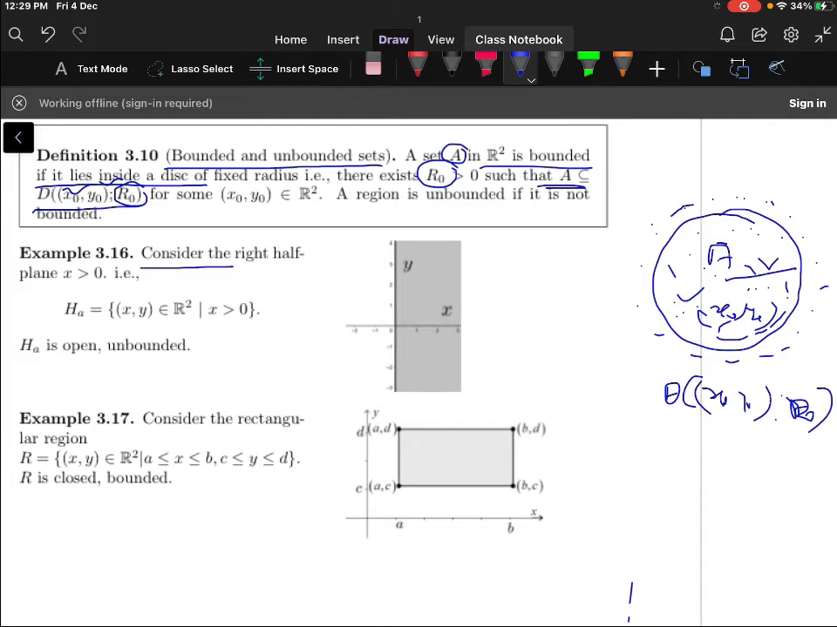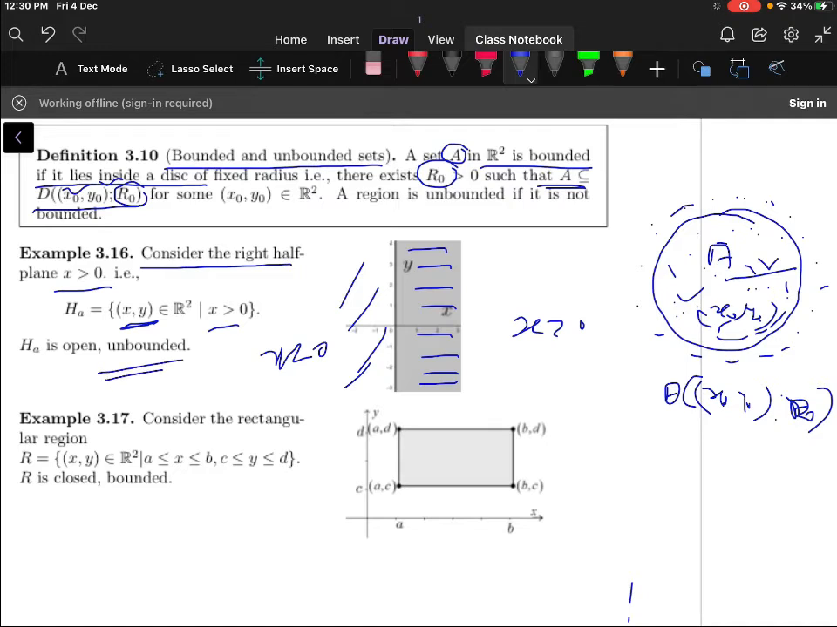Consider the right half plane where x is positive, that is, the set contains the R2 elements such that x is positive. This region is where x is always positive, and this region is where x is negative. We take the half plane with x positive, and moreover this region is not bounded, it is an open region, so therefore it is unbounded.